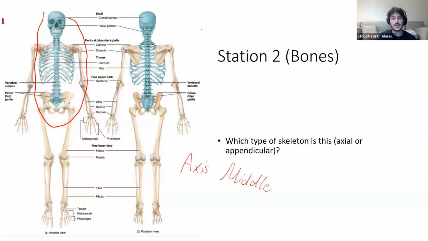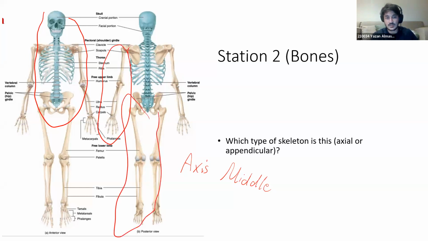Appendicular. Okay, perfect. Now, what does appendage mean? Does anyone know what an appendage is? Attachment, limb. Okay, that was the word I was looking for. Yeah, it's an attachment, and they use it for the limb. So when we say appendicular, we're actually referring to the appendages, or the arm, the leg.